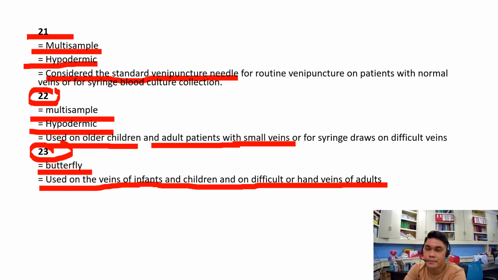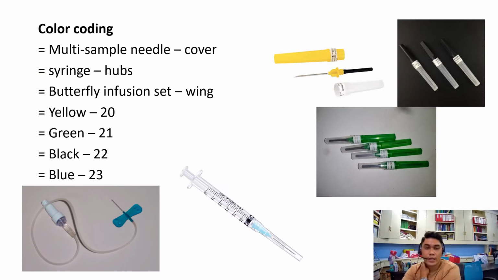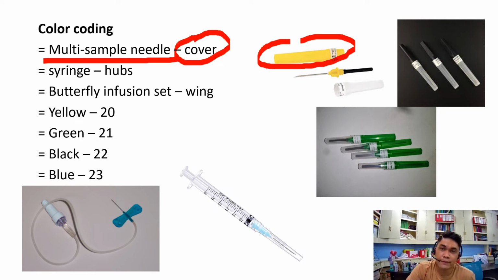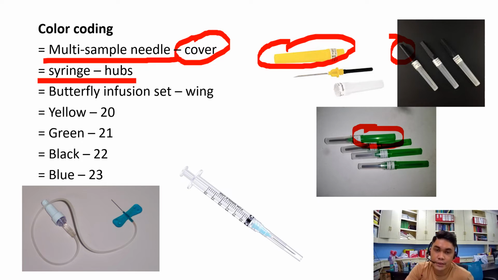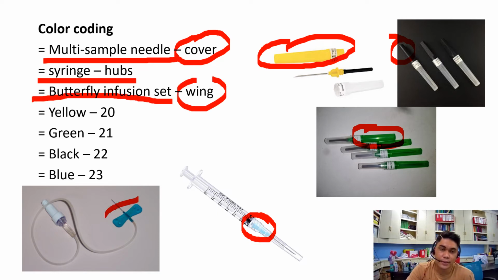Okay. So next you have the color coding of gauges. For multi-sample needle, it's in the cover. For example, this one, cover, cover, cover. Then for syringe, it's the color of the hub. And for butterfly infusion set, you have the wings. This one. Now, if the color of the cover of a multi-sample needle is yellow, then that is gauge 20. So this one is gauge 20.